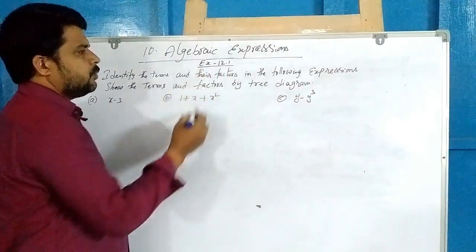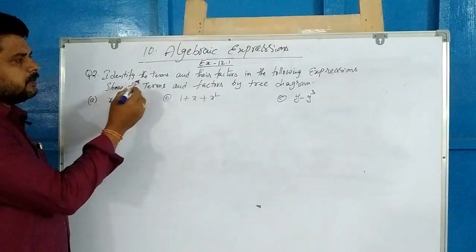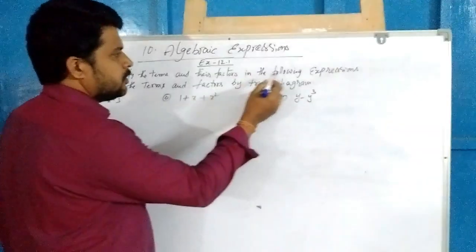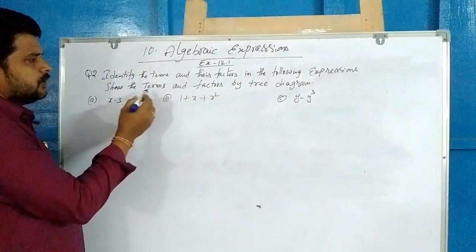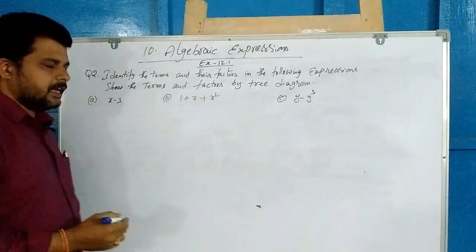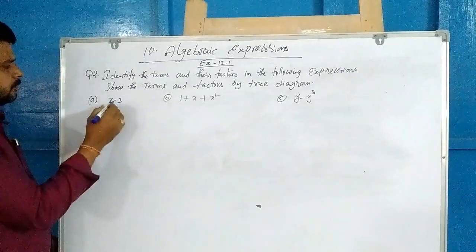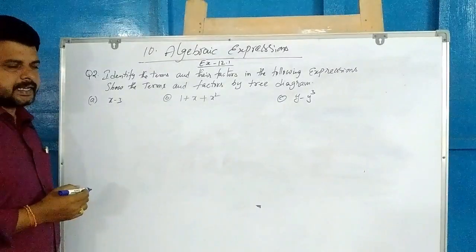Okay, this is exercise 12.1. What is the second question? Identify the terms and their factors in the following expressions. Show the terms and factors by tree diagram. So, what is the first one? First one is x minus 3 in the algebraic expression.